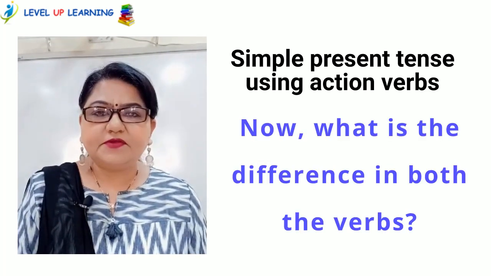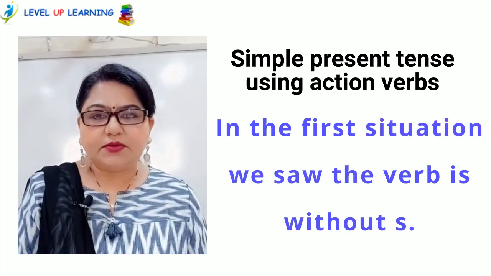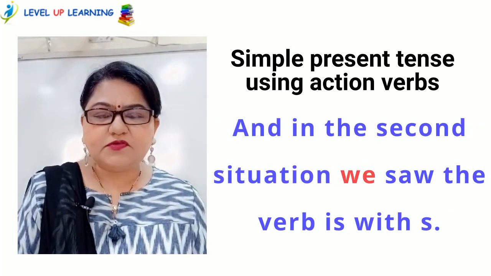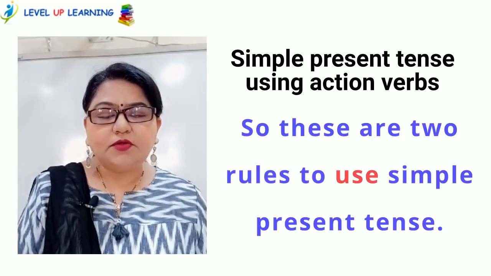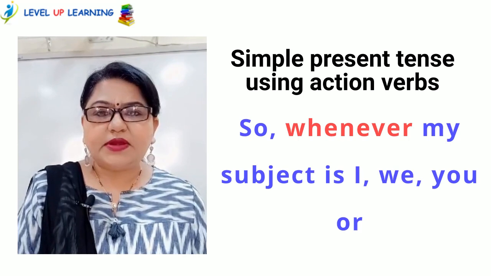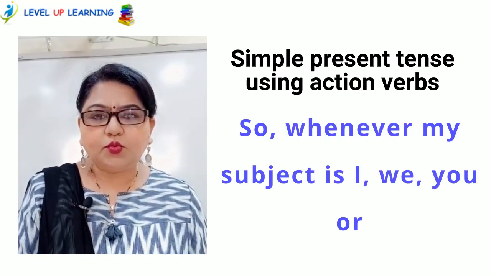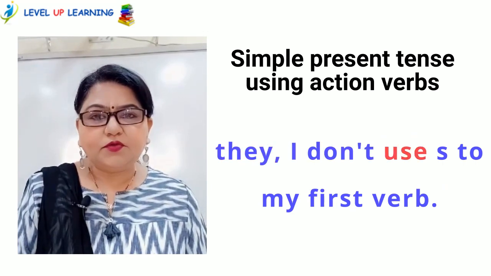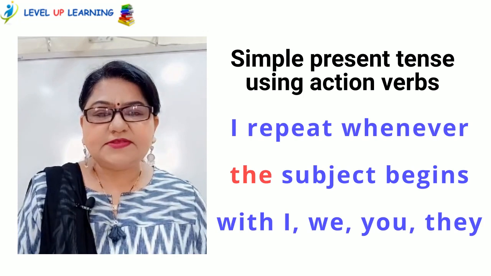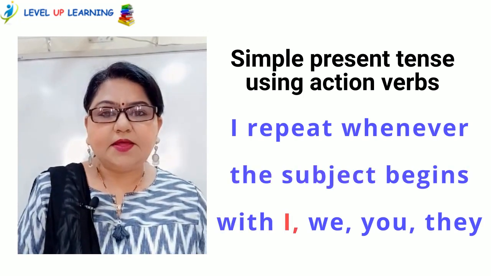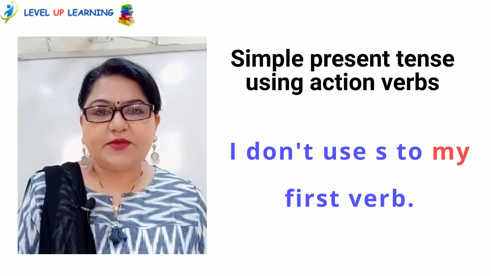Now what is the difference in both the verbs? In the first situation we saw the verb is without s, and in the second situation we saw the verb is with s. Yes, so these are two rules to use simple present tense. So whenever my subject is I, we, you or they, I don't use s to my first verb. I repeat, whenever the subject begins with I, we, you, they, I don't use s to my first verb.